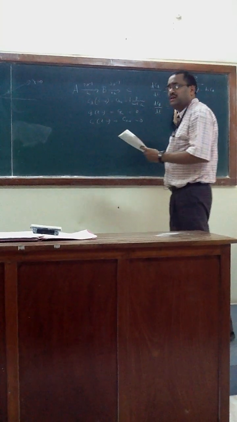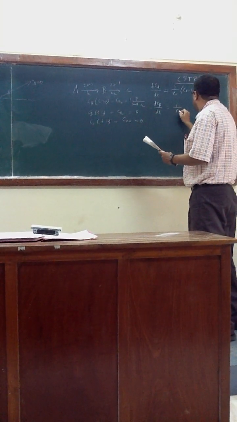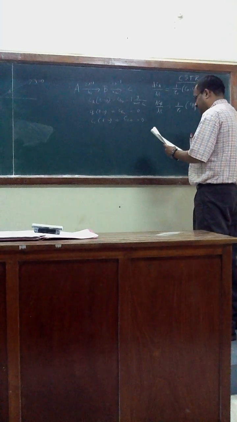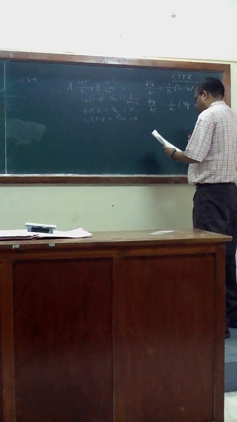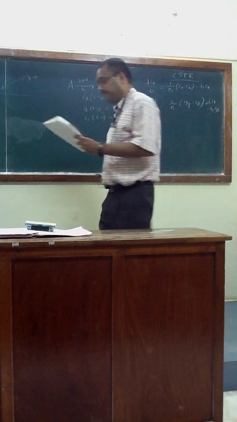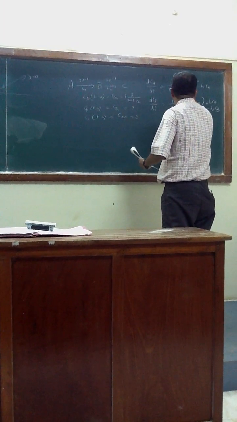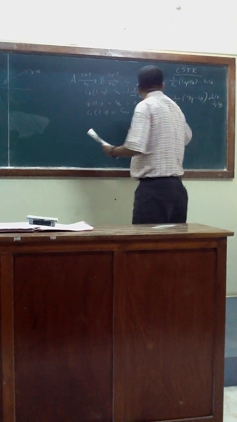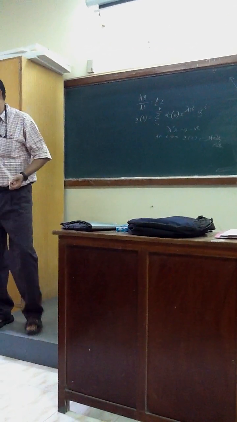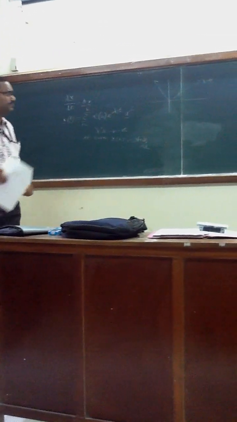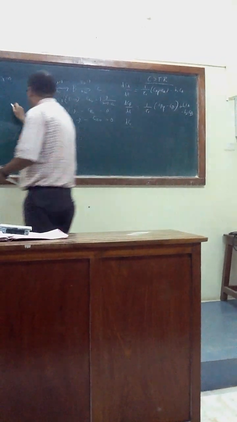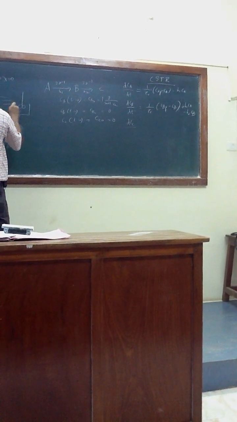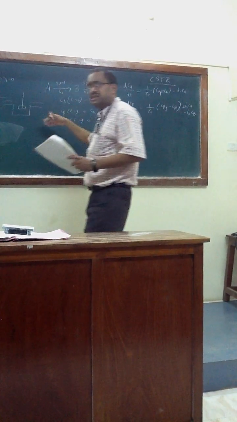dCA/dt equals 1 by tau 1 (CB final minus CB) plus K1 Ca minus K2 Cb, right? Ca minus C, final concentration minus initial, something like that. This is the way the CSTR equations are done, right? Because CSTR, if you look at, this is the standard and things will be like this. This is the typical CSTR thing.